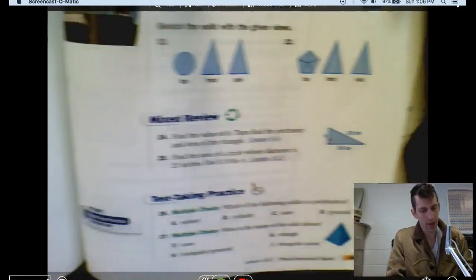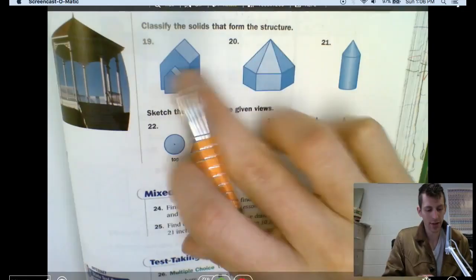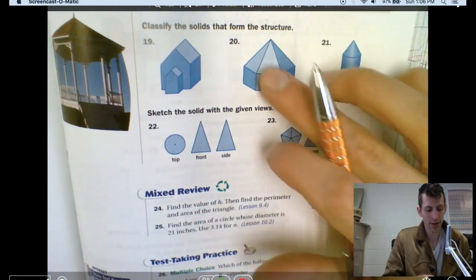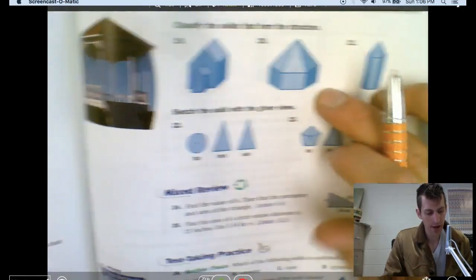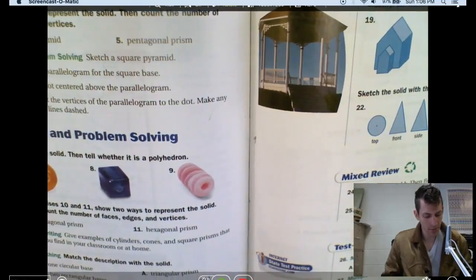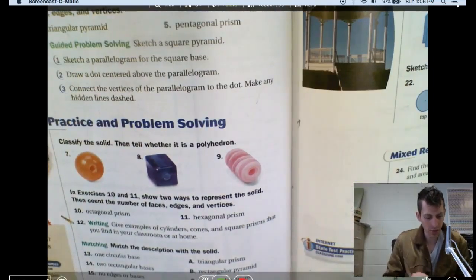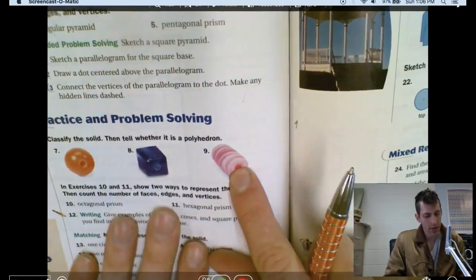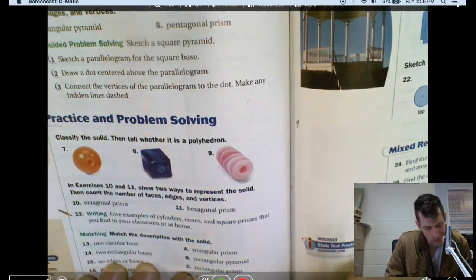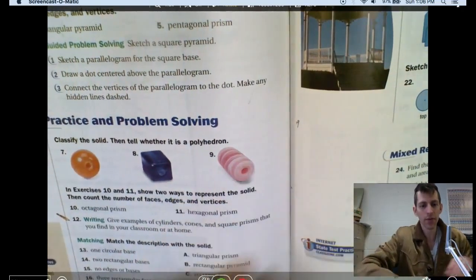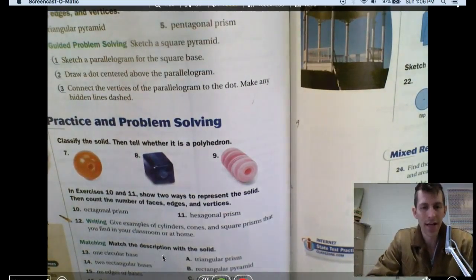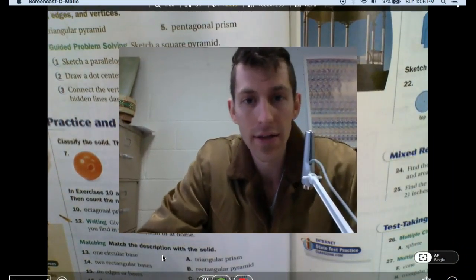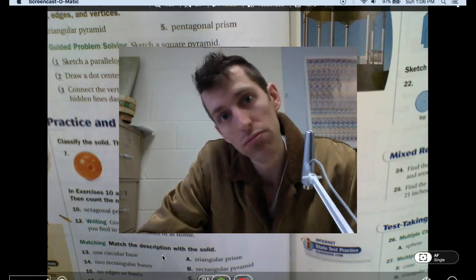And it looks like today you're going to be visualizing, counting edges, vertices. You're going to have to even imagine the hidden lines there. And you're going to be classifying these solids. What would this classify as? Is it a polyhedron? Well, let you figure that out. So, that is not shapes. Those are solids.